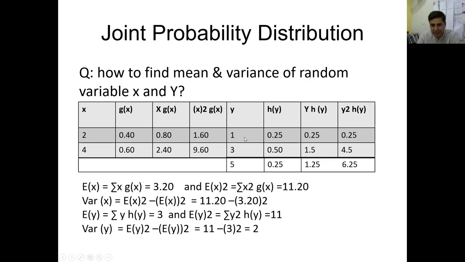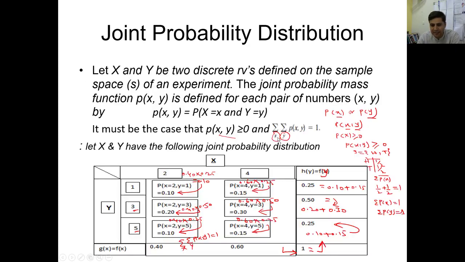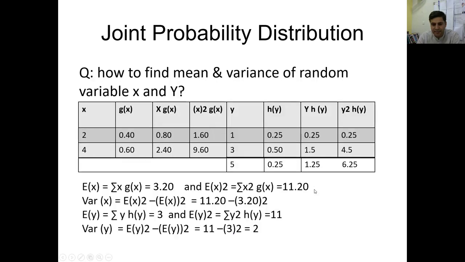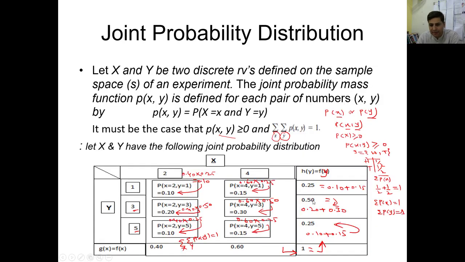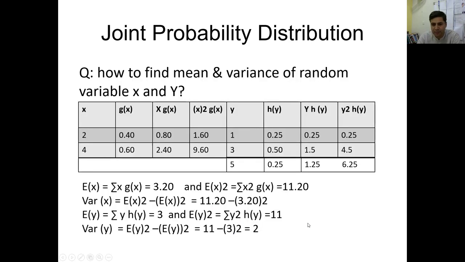Similarly, for h, when y is equal to 1, the respective probability was 0.25, and we have already calculated that in the previous lecture. When y is equal to 3, the probability was 0.50, and when y is equal to 5, it was 0.25. So we just write these probabilities.